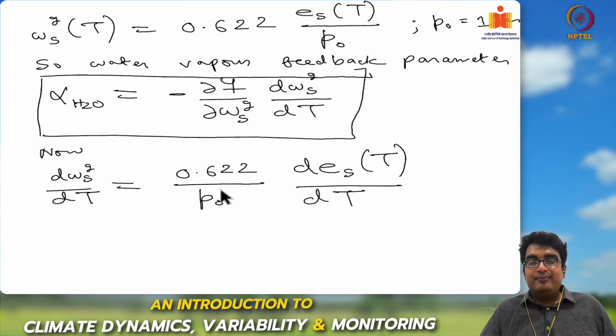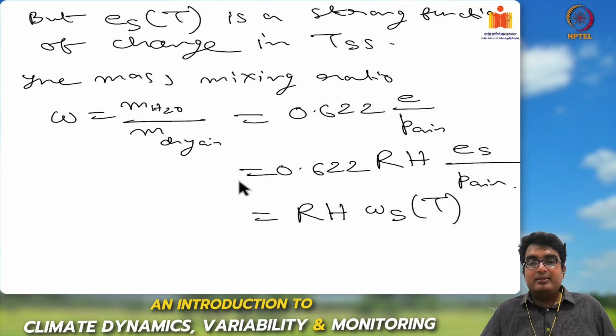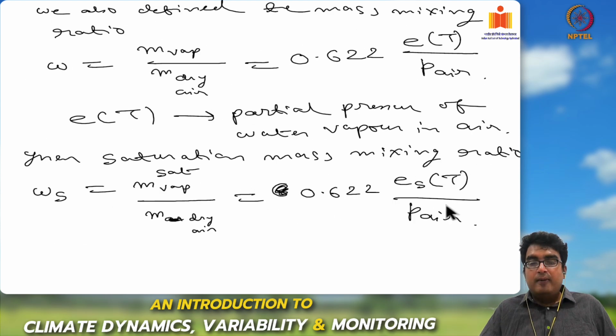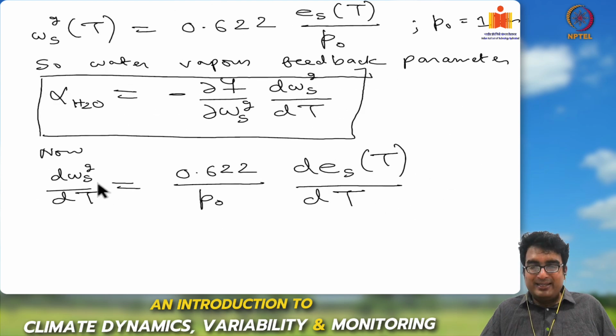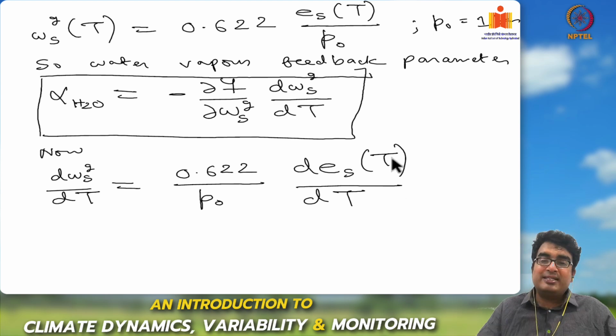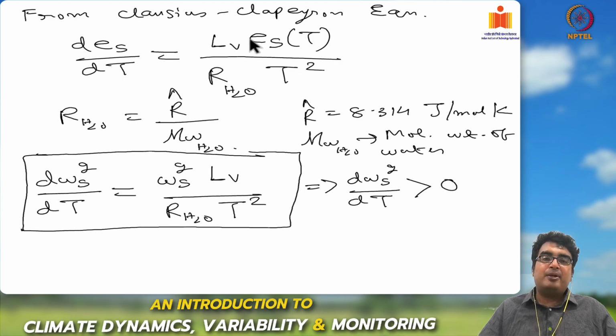d omega S dt, remember omega S is this term here. Pressure of air doesn't change, 0.622. So, d omega S dt is 0.622 by the pressure at the sea level into dES dt, the gradient of the saturation vapor pressure by temperature. And this is given by the Clausius-Clapeyron relation. By the Clausius-Clapeyron equation, dES dt is the latent heat of vaporization of water into ES(T) by RH2O T square, the ideal gas constant for water into T square.